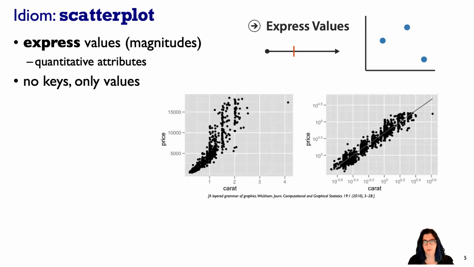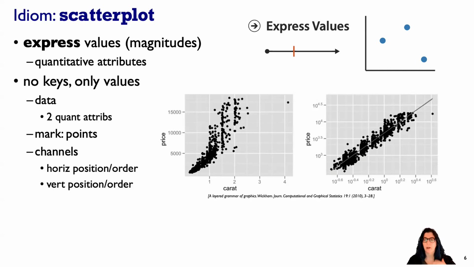So let's start with scatter plots. This is a simple case. We're just expressing values. There are 0 keys. So what are we doing here? We have 2 quantitative attributes for our data. Our mark type is a point. And we're just using horizontal channel for both position and then, of course, order, and vertical for position and order.